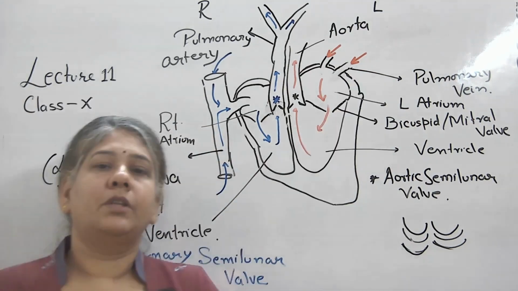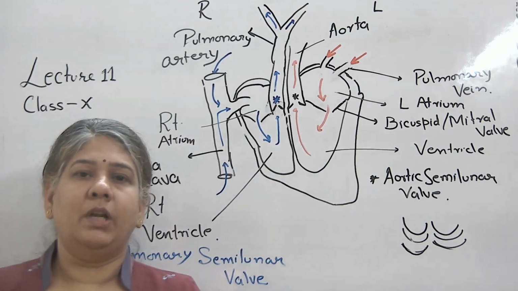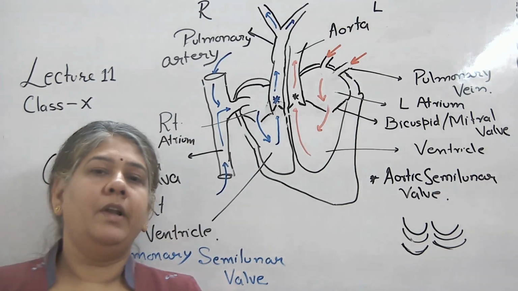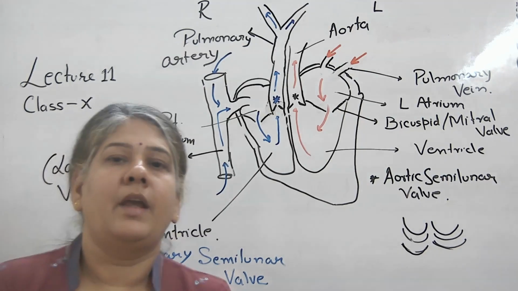So blood is in circulation, that is what is single circulation, double circulation. We'll talk about it in the next video.